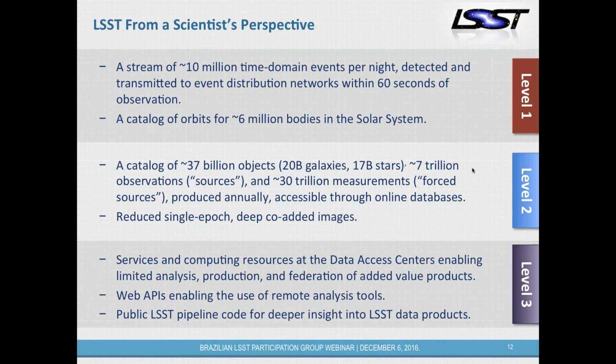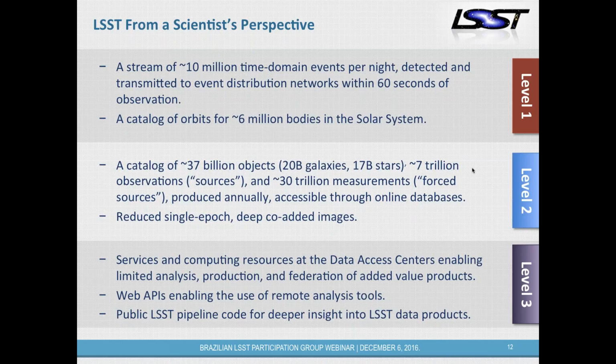Another thing that's part of level 1 that happens at roughly the same time scale is the discovery of asteroids. So we're going to catalog about 6 to 10 million bodies in the solar system, depending on the model. And we're going to be discovering new ones every day throughout the 10-year survey.